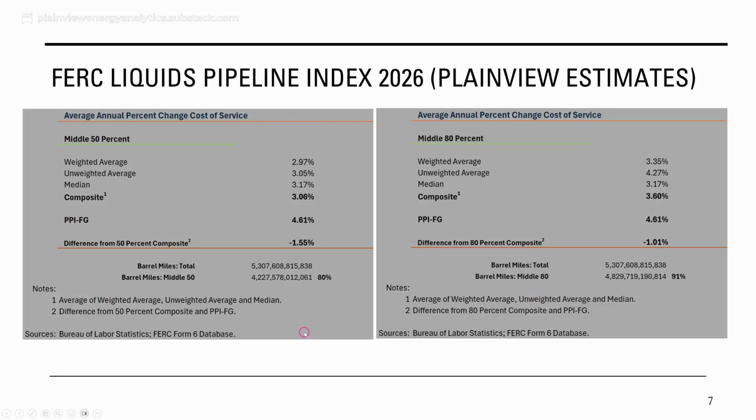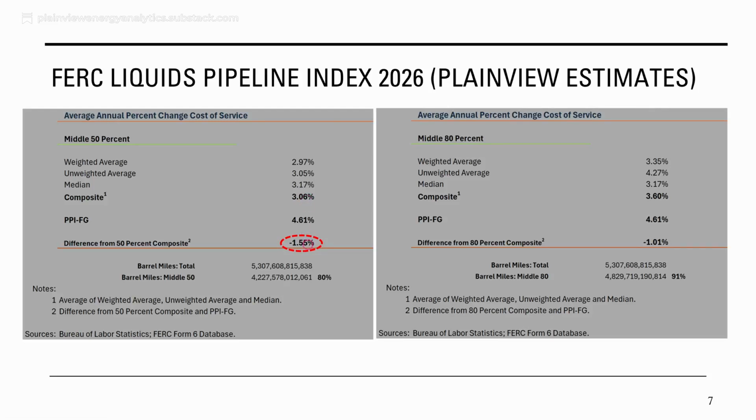I guess what you see here is, for the first time that I can remember, a pretty significant deflator versus PPI of finished goods. As I'm sure most of you know, we had quite a bit of inflation over the last 5 years. PPI of finished goods came in at around 4.6%. My cost analysis using this middle 50% trim data set shows the pipes only saw inflation of around 3%.